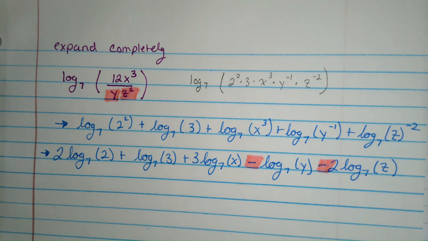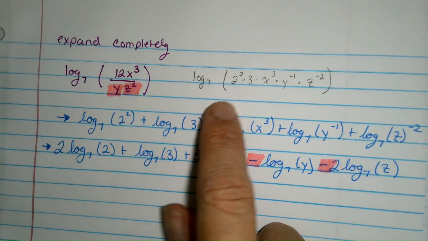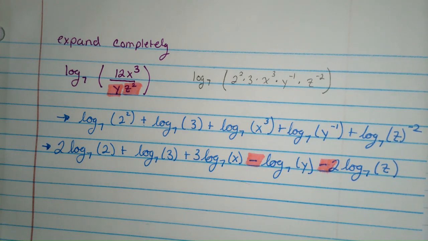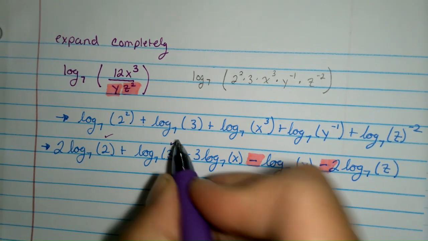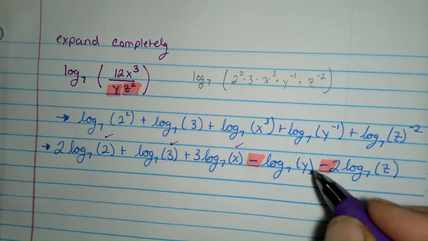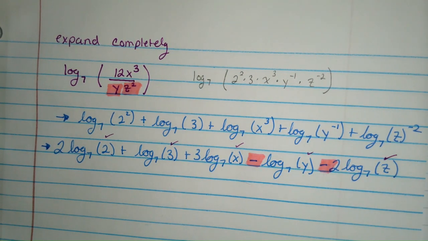So if you don't like using the quotient property, can you rewrite it like this first and then just use the product and the power property? Absolutely. And the good news is 2 is a prime number, 3 is a prime number, x is prime, y is prime, and z is prime. So there's only a single thing inside of each.